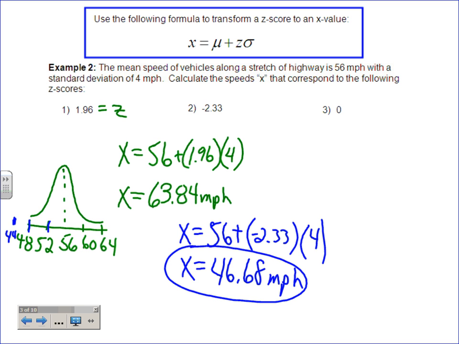Now, I'm hoping you can do that next one for me without doing any math at all. What x value corresponds to a z-score of 0 in this problem? It's just the mean, right? A z-score of 0 is just whatever your mean is.